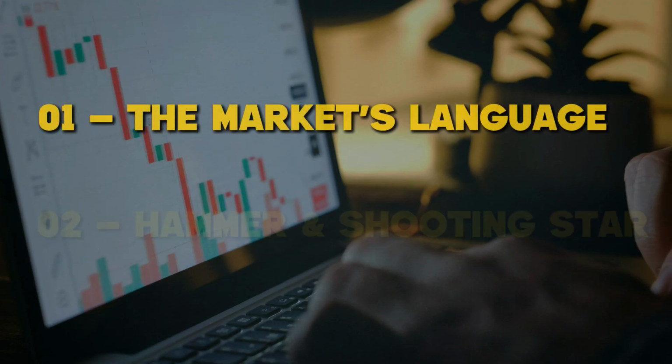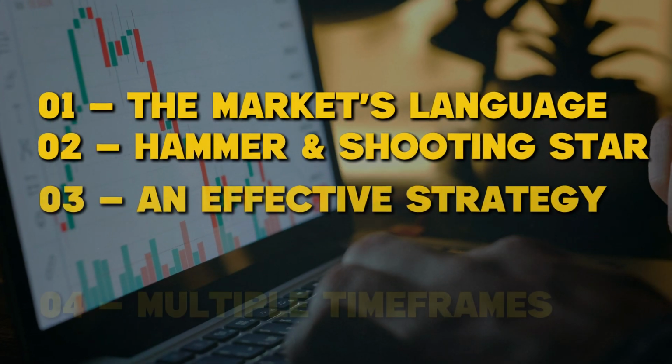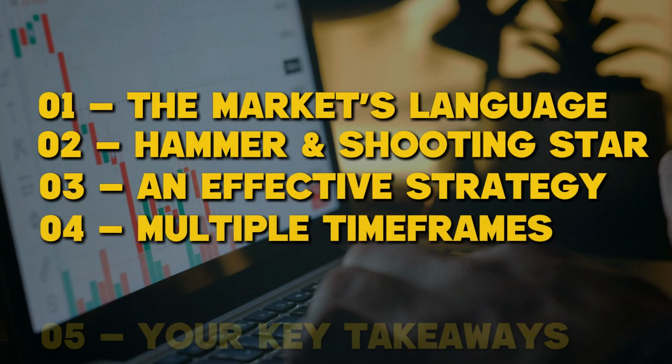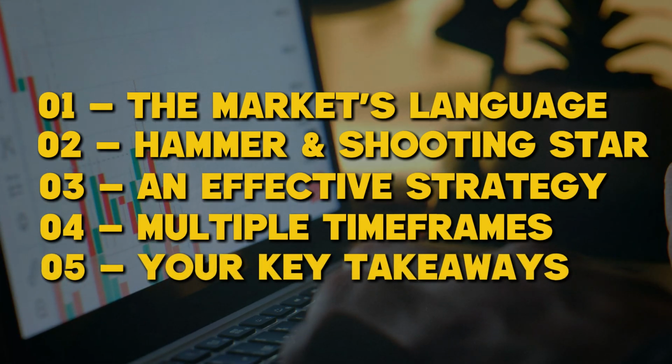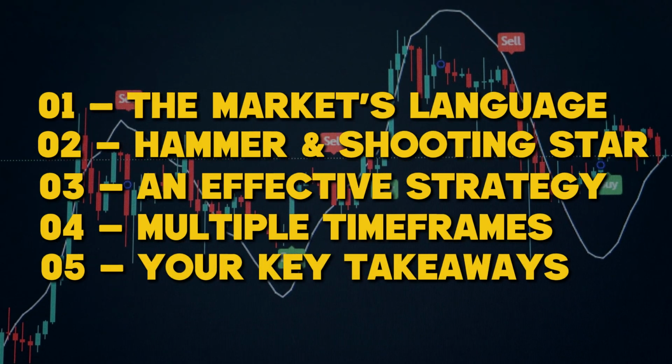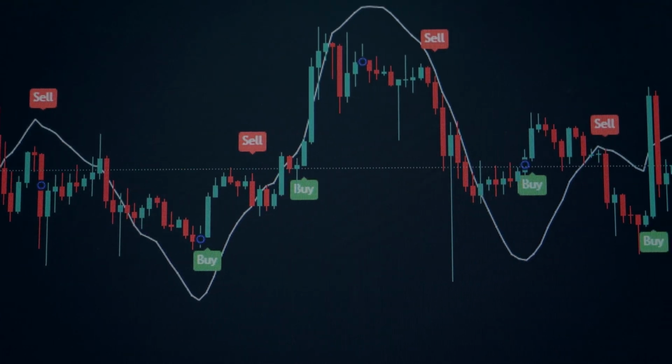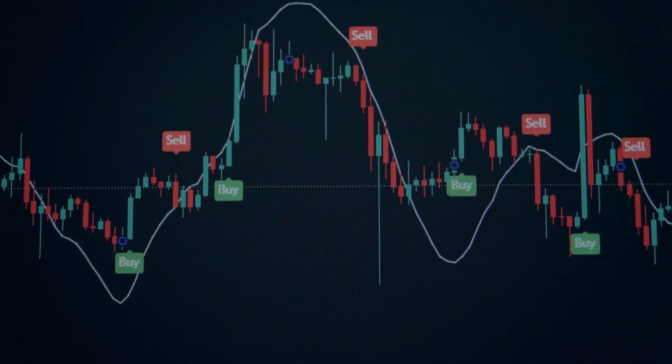Here's what we've got lined up today. First, we'll learn the basic language of the market. Then, we're going to decode two super important patterns, the hammer and the shooting star. After that, we'll build a real strategy around them, kick it up a notch with multiple time frames, and then wrap it all up with the key things you need to remember.